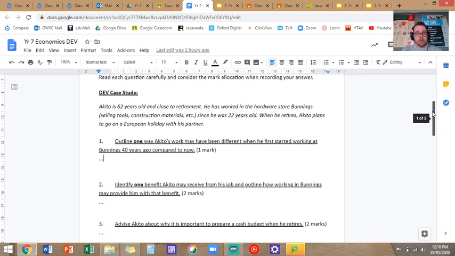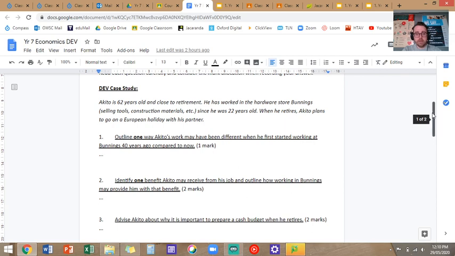So here's our case study. Here's our example. We're looking at Akito, which is a very cool name. Akito is 62 years old, and he's very close to retirement. He has worked in the hardware store Bunnings, which sells tools, construction materials, outdoor furniture, barbecues, since he was 22 years old. So he's worked there for 40 years, very long time. It was probably a very different store when he first started working there. When he retires, Akito plans to go on a European holiday with his partner. So that's the information we've been given in our case study.